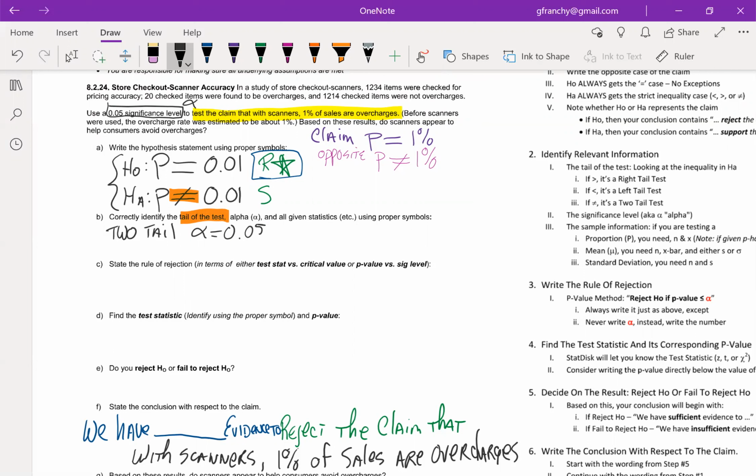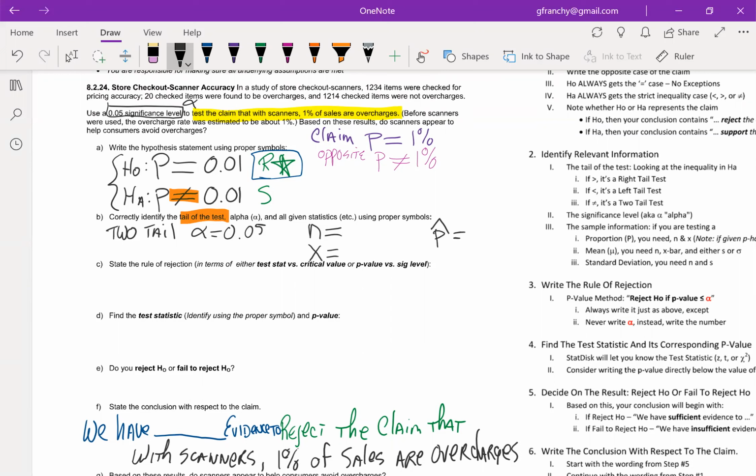When we're working with proportions, in addition to sample size, we're always going to need the number of successes. We're going to be using Statdisk to do the computation. Statdisk is going to want the number of successes. They may have given us that. They may have given us the sample proportion.